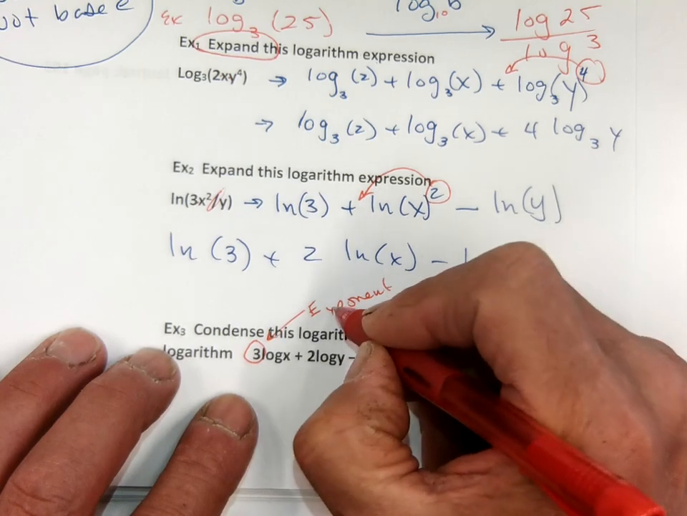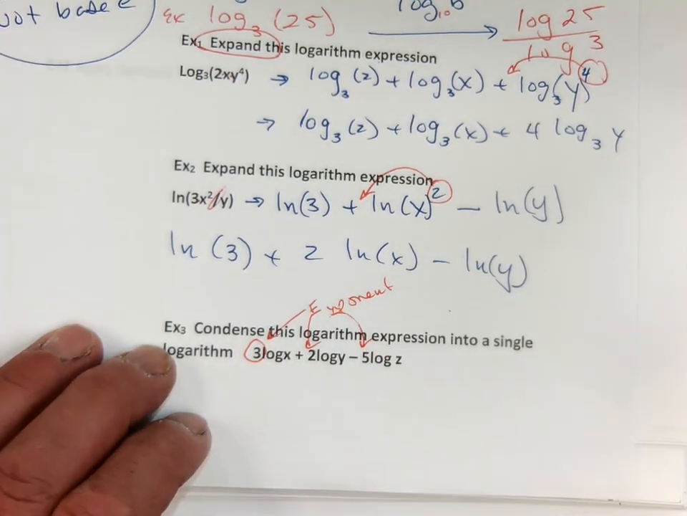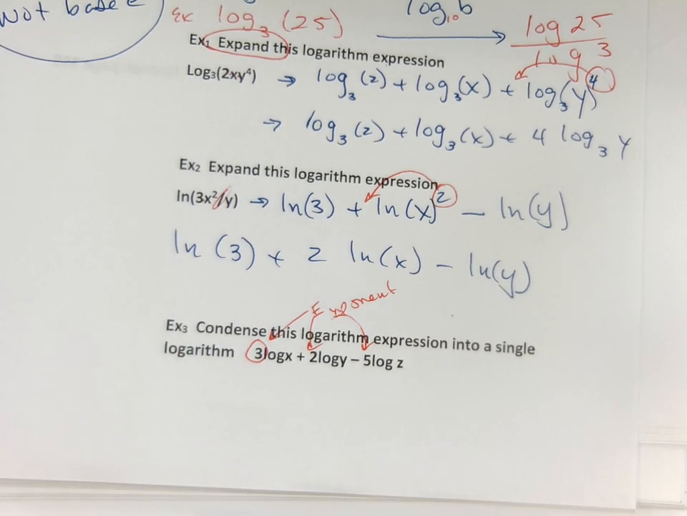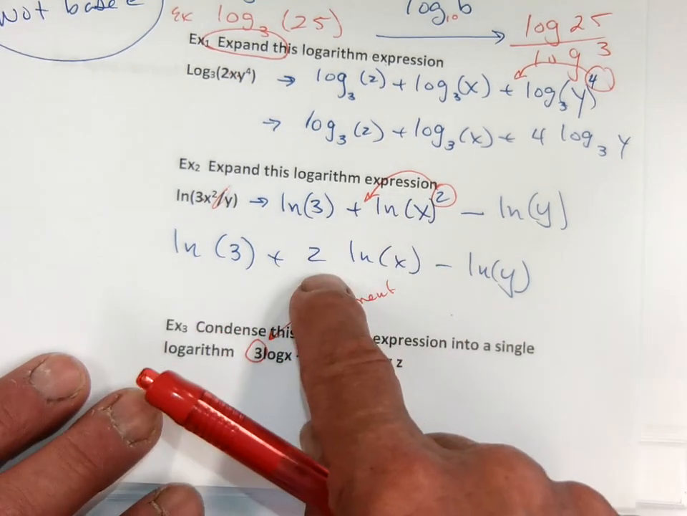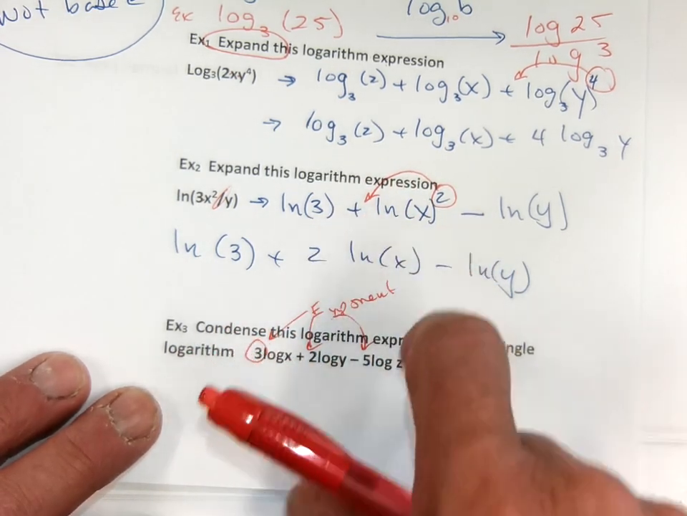Doesn't look like it, but it got floated down. That's an exponent, and that's an exponent. So we're going to bring the exponents back in. Just like we brought the exponent down, we're going to bring it back up. See, I brought the exponent down. Now we're going to bring it back in because we want to condense it.